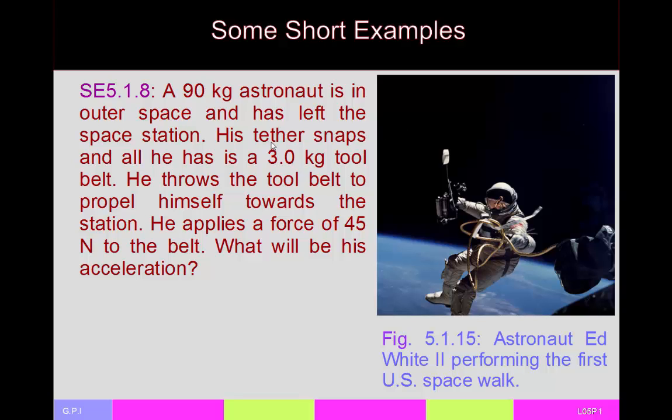Let's imagine a different astronaut though, and he does a spacewalk, and for some reason his tether snaps, and so all he has left is his tool belt. And he wants to try to apply some force, get some force applied to him to get him to move back towards the space station. And let's say that in throwing the tool belt, he applies 45 newtons to the tool belt. So the question is, what's his acceleration going to be?